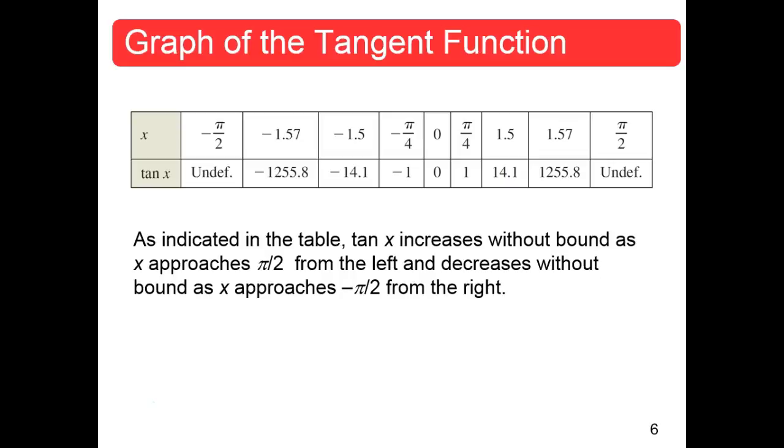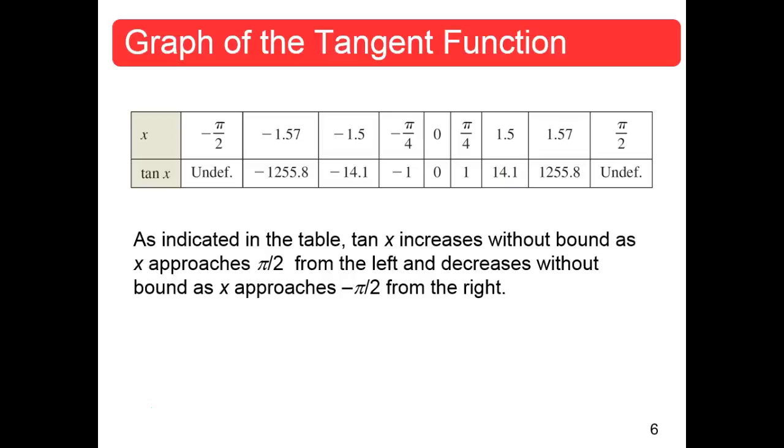Same reason. At pi quarters, sine and cosine, y is equal to x. So y over x is equal to 1. Okay? That's what tangent is, y over x. That's 1. And then go out to pi halves and you got another vertical asymptote because it's undefined there. Those are going to be our key points for tangent. Okay?